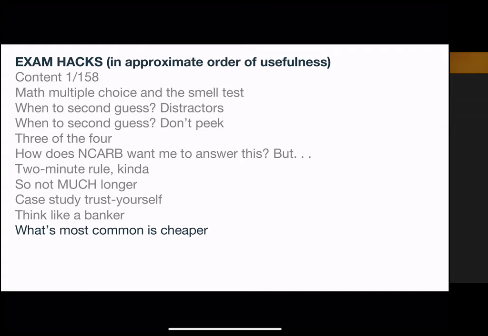This is the which-is-cheaper thing, and the code are two of the areas where people with more experience do much better than people with less experience. But overall, people who are more recently out of college actually have a higher pass rate because, I think, studying is just easier for them because they're used to it. But anyhow, what's most common is cheaper.